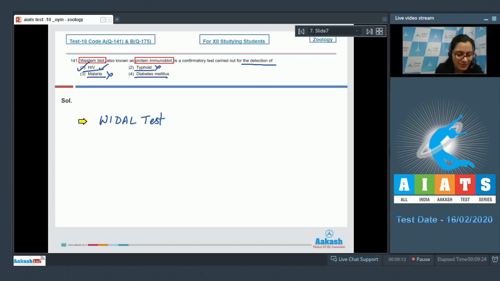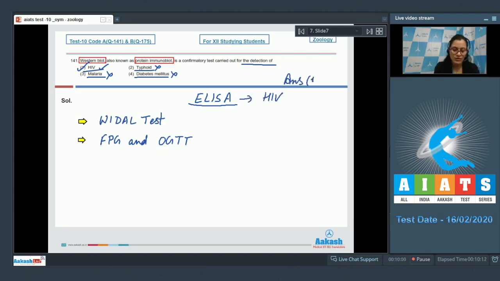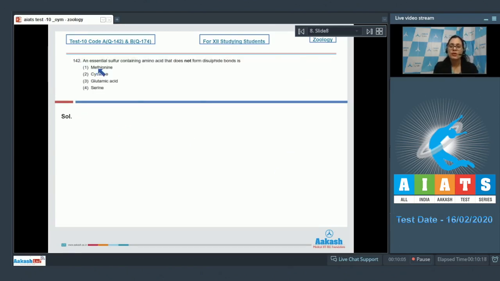And the last option is diabetes mellitus, and this is an incorrect option because fasting plasma glucose, that is FPG, and oral glucose tolerance test, OGTT, confirm the diagnosis of diabetes mellitus. On the other hand, ELISA or enzyme-linked immunosorbent assay is a preliminary test used for diagnosing HIV. So the correct answer to this question is option number 1. Let's move on to the next question, which is question number 142.